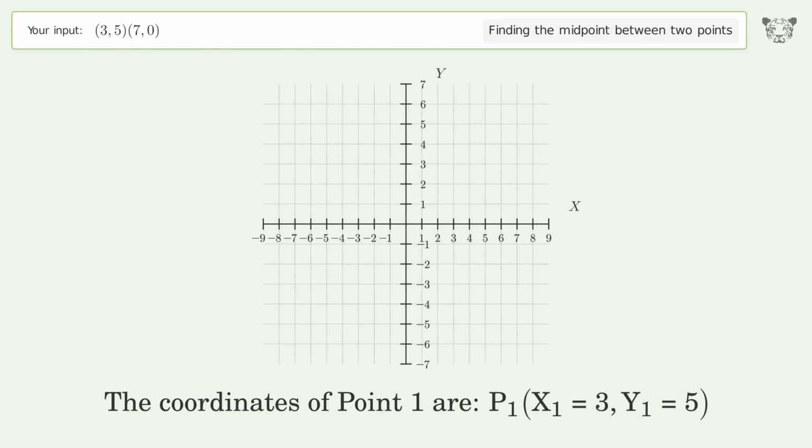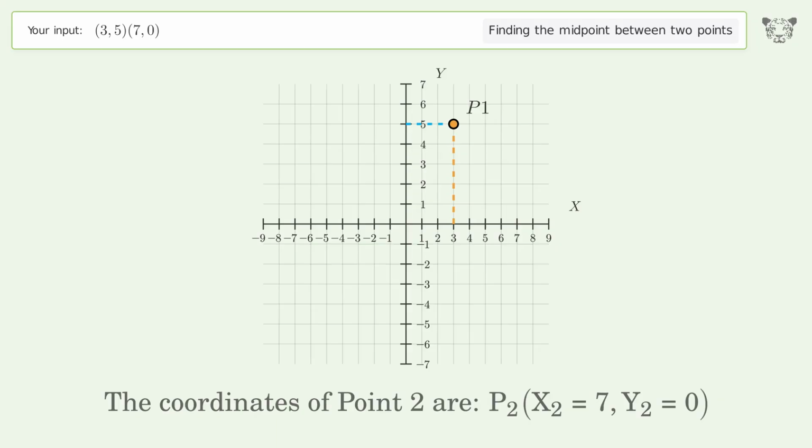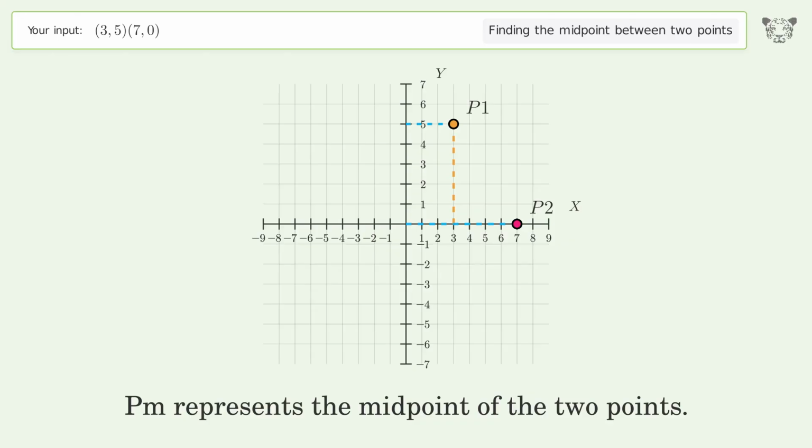The coordinates of point 1 are x1 equals 3, y1 equals 5. The coordinates of point 2 are x2 equals 7, y2 equals 0. PM represents the midpoint of the 2 points.